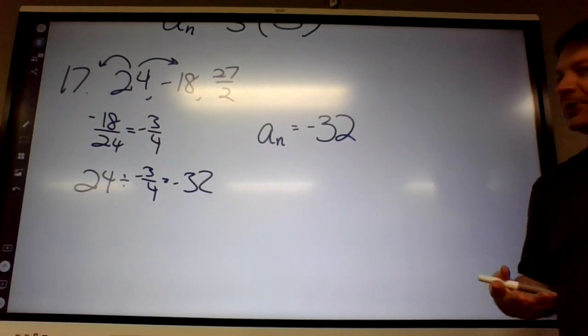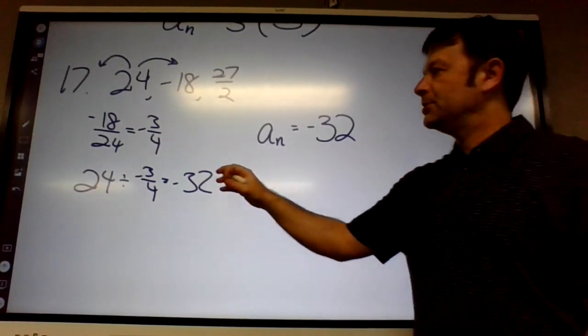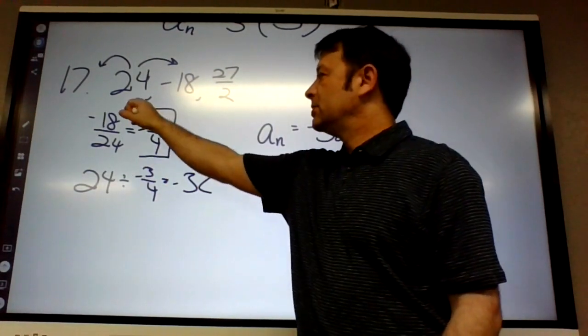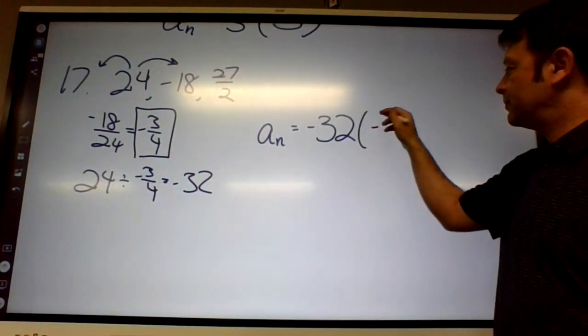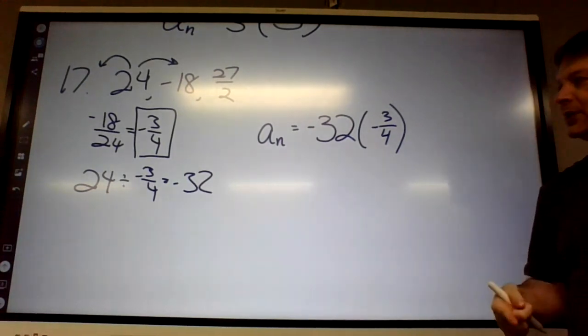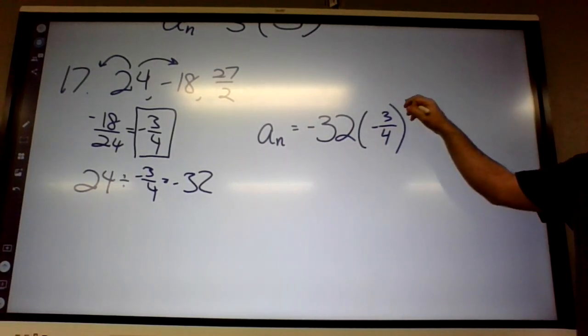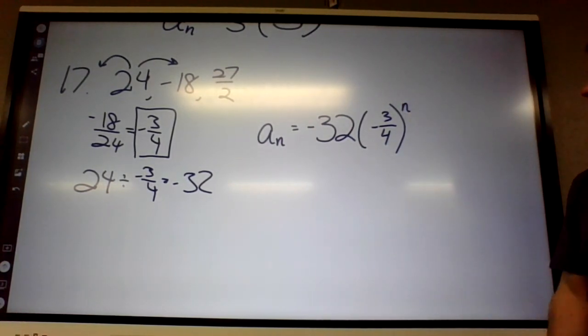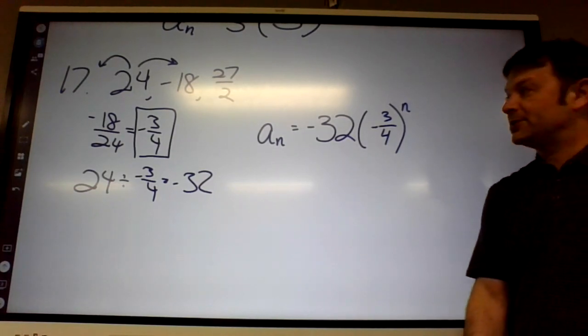And then what am I multiplying by? How do we step forward? That number, negative 3/4. And then I want to multiply by that over and over again. So my n is going to go in the exponent. That's how you multiply by the same number over and over.